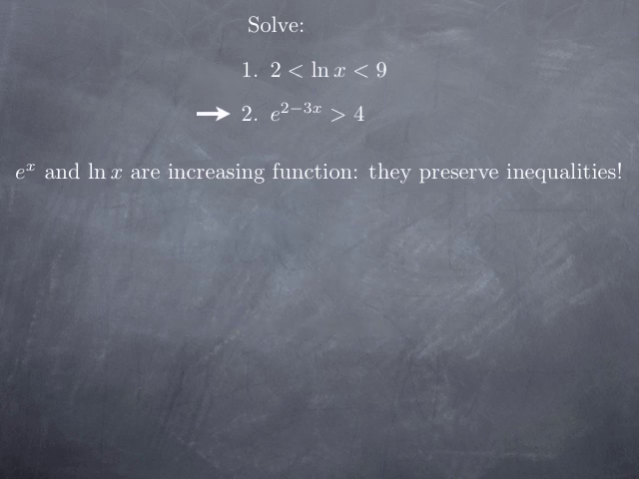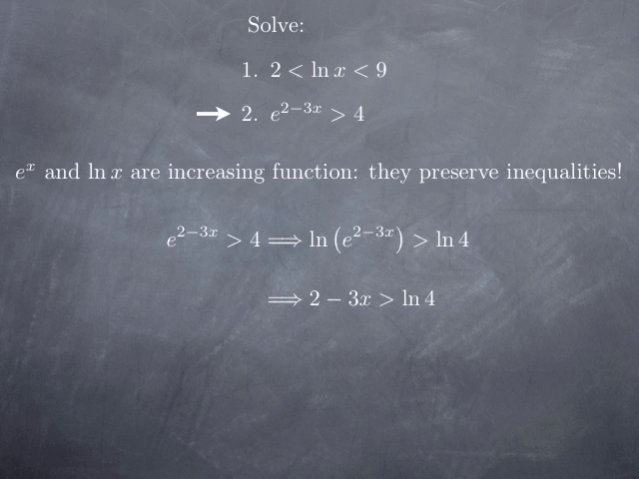Similarly, for the second one, we have an inequality with an exponential. We're going to use the fact that the natural logarithm is increasing and therefore preserves inequality. Namely, I apply the natural log on both sides of the inequality. It preserves the direction of the inequality. And on the left-hand side, I have natural log of an exponential. That's the identity. So I get 2 minus 3x greater than ln of 4.